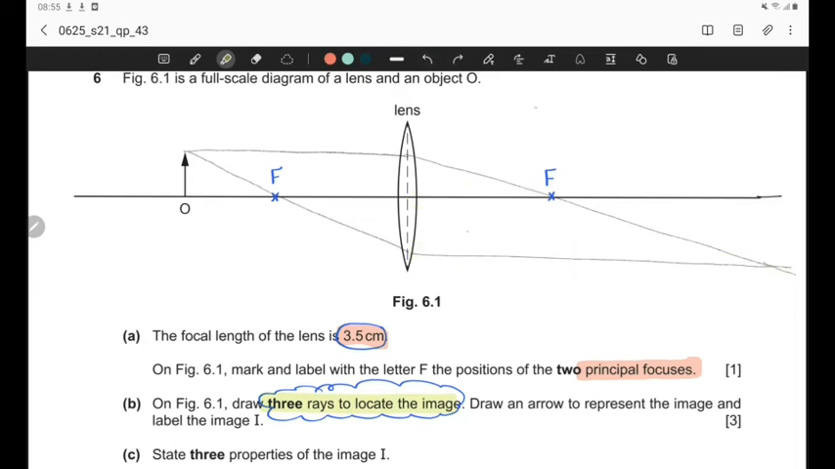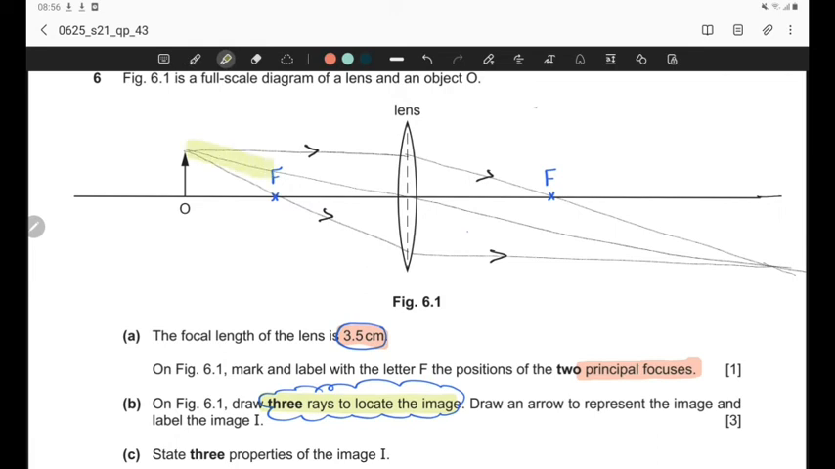So this is the third ray, and this is the second ray we have drawn. We can put the arrows also. Now we can draw the third ray. The third ray should be passing through the lens center, so such lines will not bend or diffract. It will pass in the same straight path. So that is the third ray we can draw.